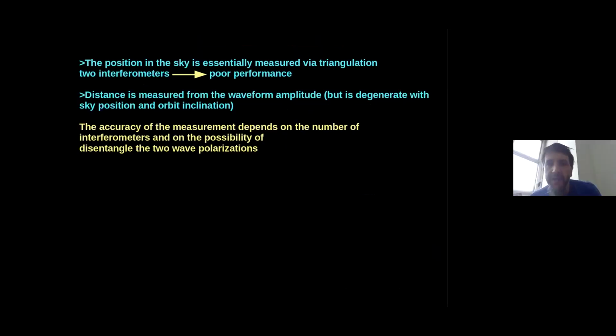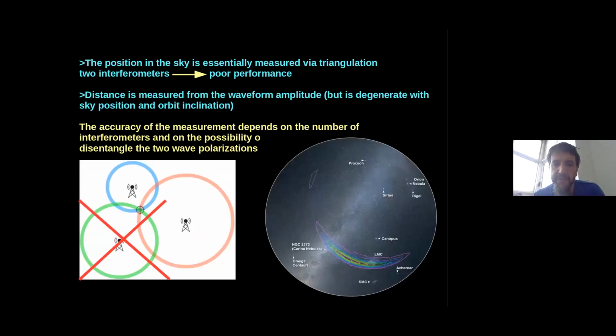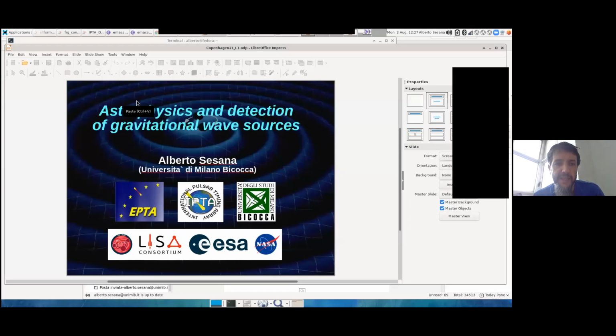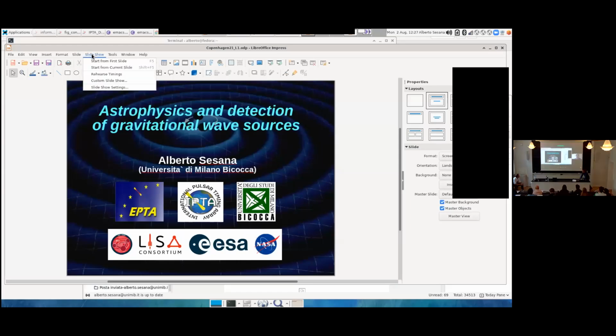I don't know why I'm having some issues. It appears that I can go forward with my slide, but I cannot go back. Let me just. The time diode.